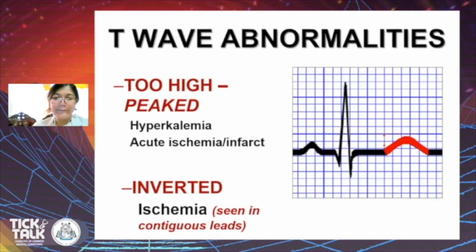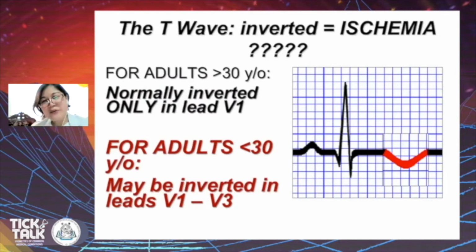Now, are all T wave abnormalities always pathologic? Should we always be panicking whenever we see inversion of the T waves? Remember, for patients who are 30 years old and above, normally you can see an inverted T wave in lead V1, all right? However, in younger patients, whenever we see patients in clinics who are less than 30 years old, let us remind ourselves that sometimes we can be presented with ECGs with T wave inversions in leads V1 to V3.